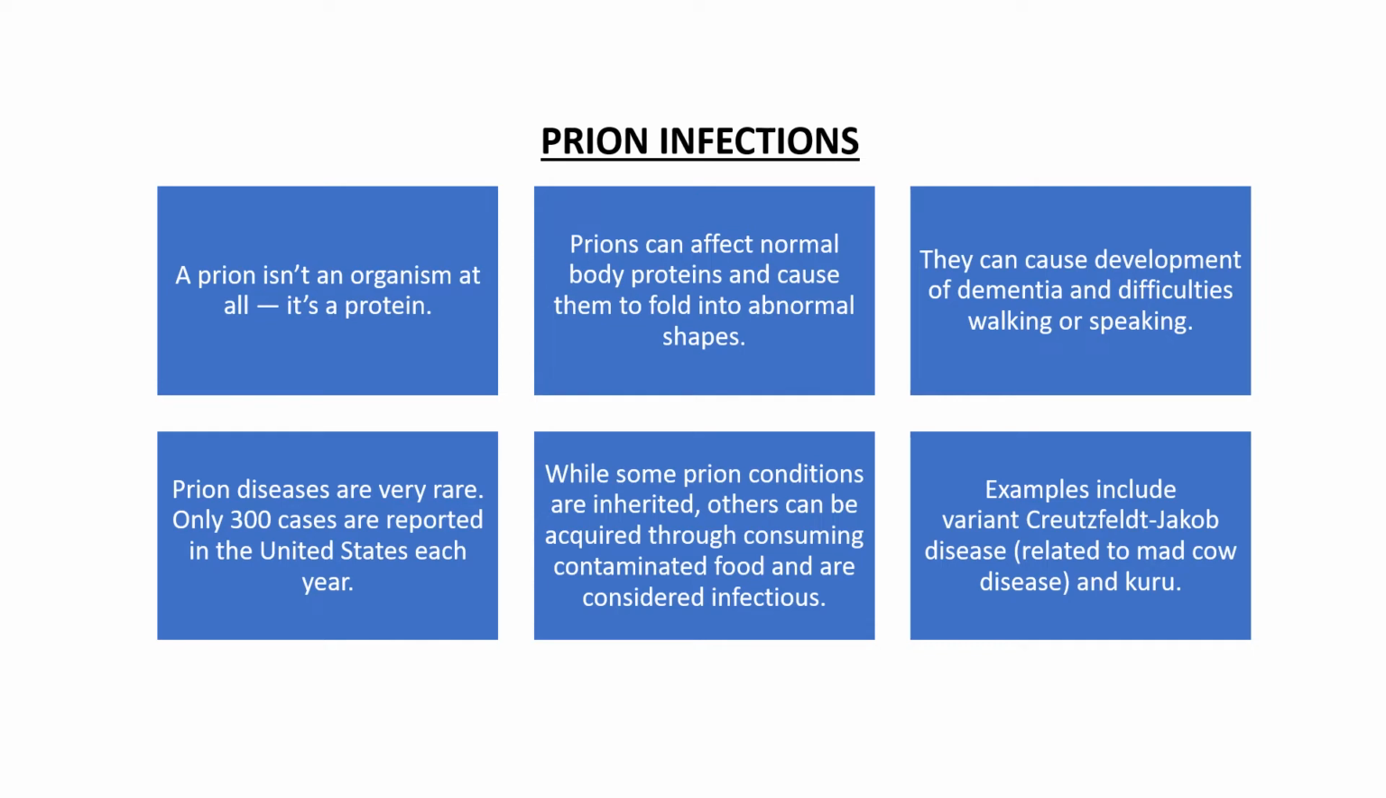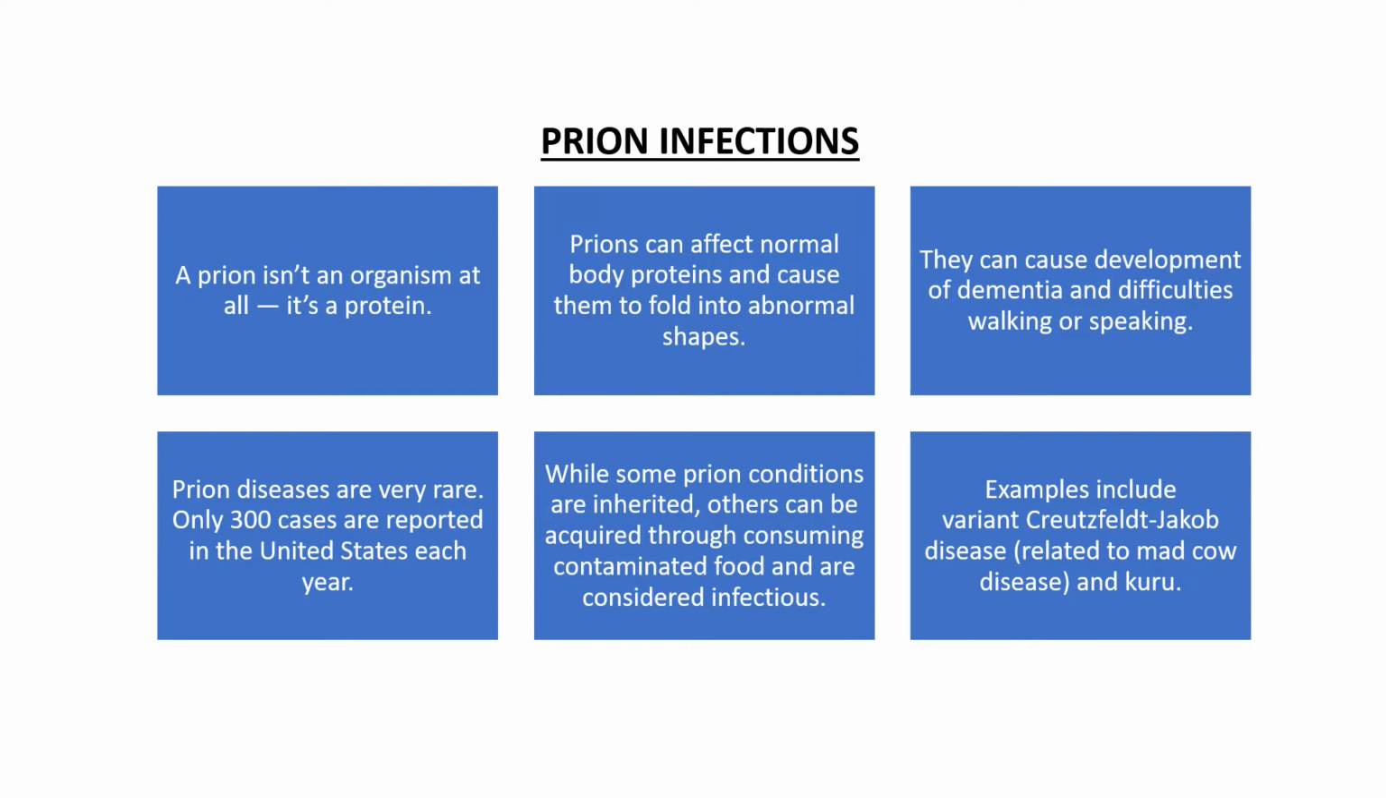Coming to the final type of infection, it is called a prion infection, where prion actually isn't an organism but a protein, and it can affect normal body proteins and cause them to fold into abnormal shapes, leading to development of dementia and difficulties in mobility or speaking. These diseases are very rare, and only about 300 cases of prion infections are reported in the United States every year.